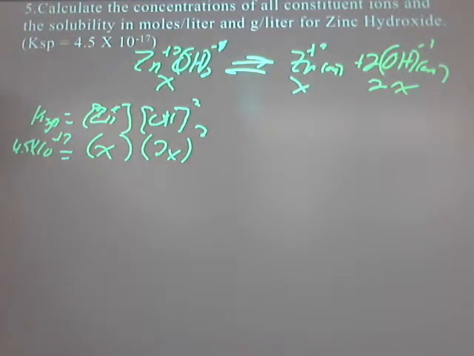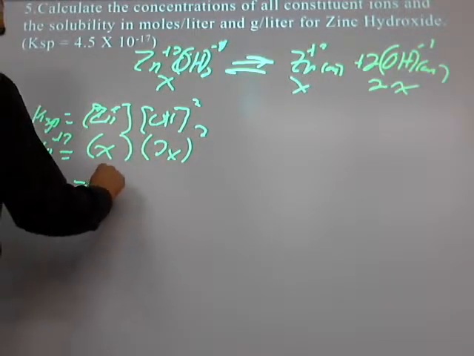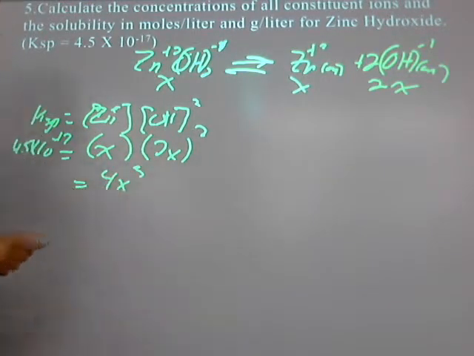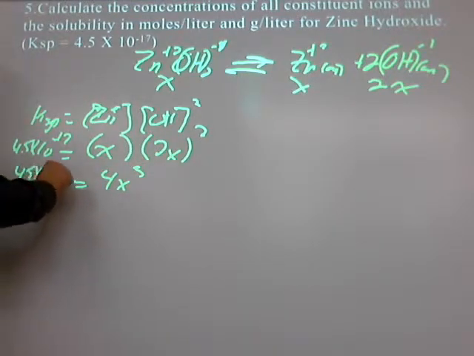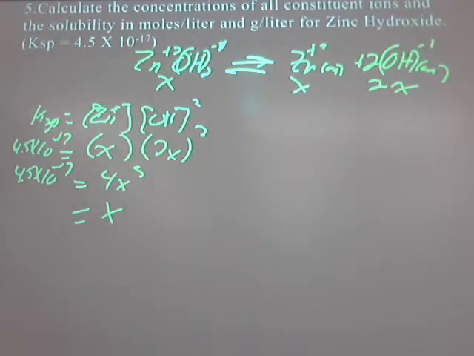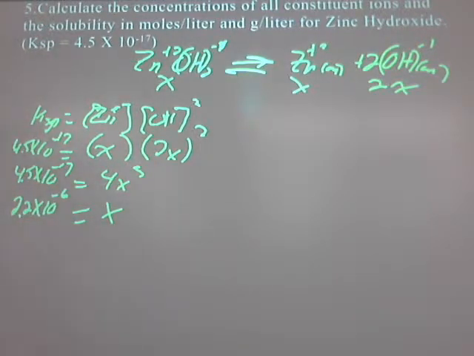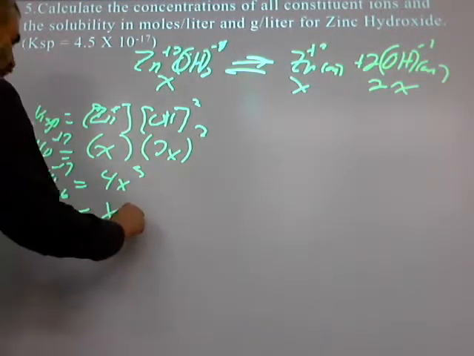Now that means you don't do what a lot of people will do, 2x cubed. It's not. It's 4x cubed. You see why? Right? And then that equals 4.5 times 10 to the negative 17th. Divide by 4, take the cube root. What do you get? 2.2 times 10 to the negative 6. Everybody else get that? Negative 6? Okay. That is your molar solubility.